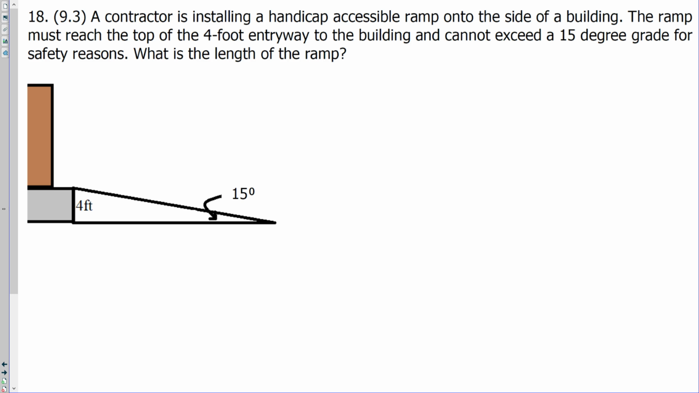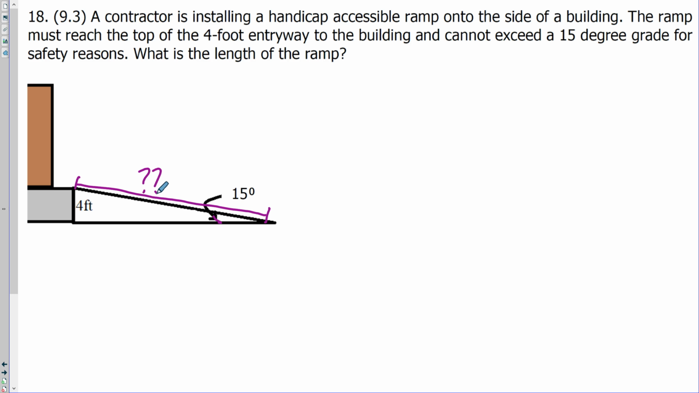So here we can see a picture. Here's our 4-foot length that we need our ramp to go up to on the side of the building. The grade is our degree, right? The angle that is formed here. And we want to know the length of the ramp. So what we want to find is this measurement up here, the part that people would actually walk on.